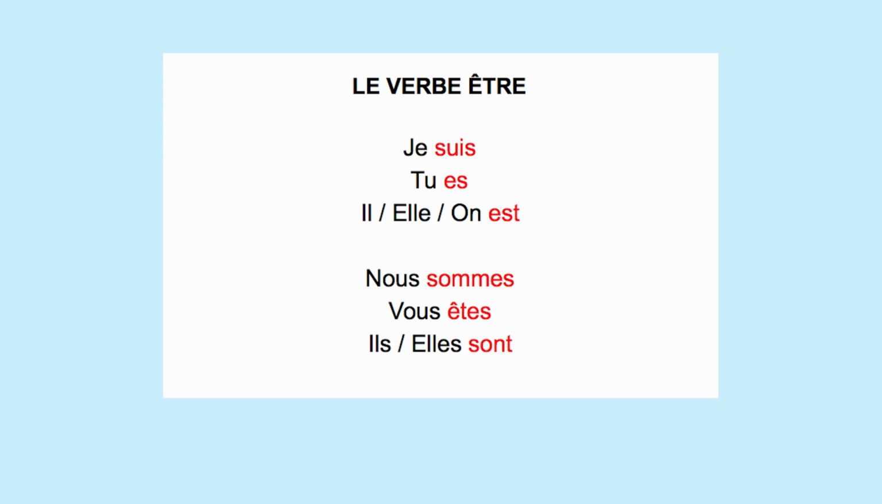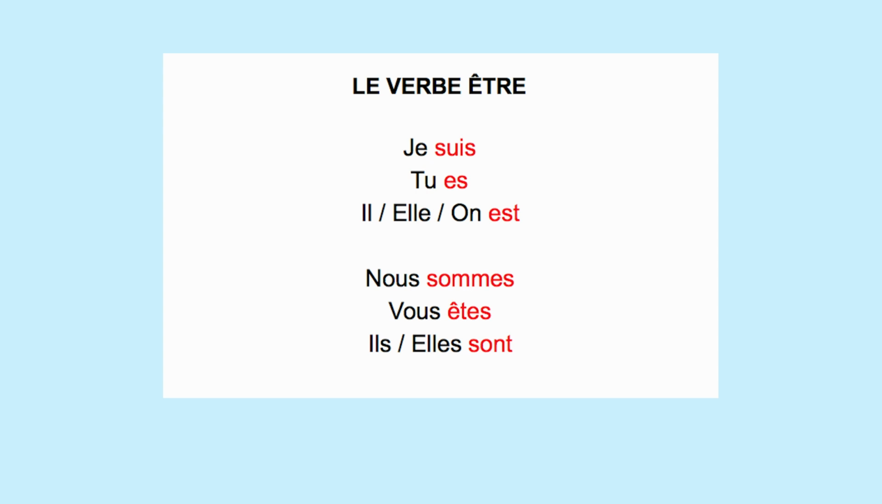Let's look at the formation of être in the present simple tense. Je suis for I am, tu es for you are, il, elle, on est for he, she, it is. Remember that on can mean we in the informal speech. However, it will stay conjugated as a singular subject pronoun. We therefore say on est, not on sommes, regardless of the function of on in the sentence.